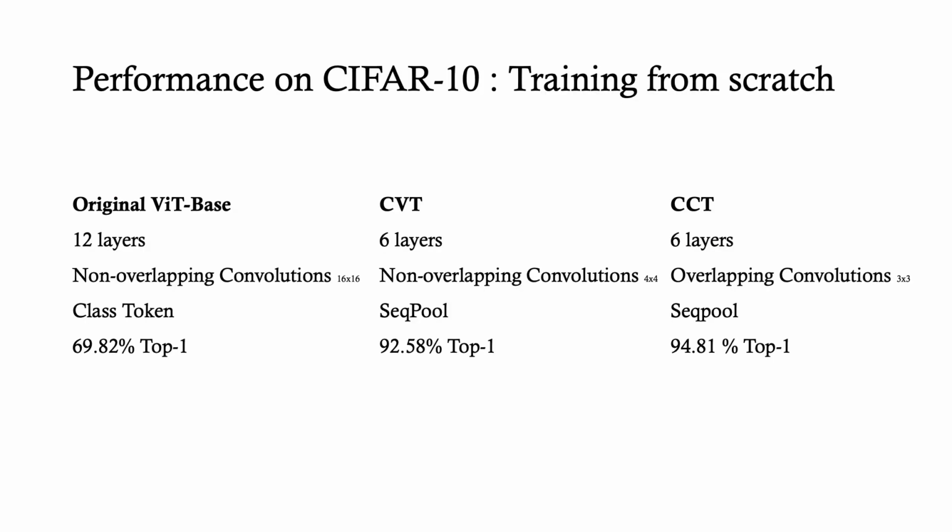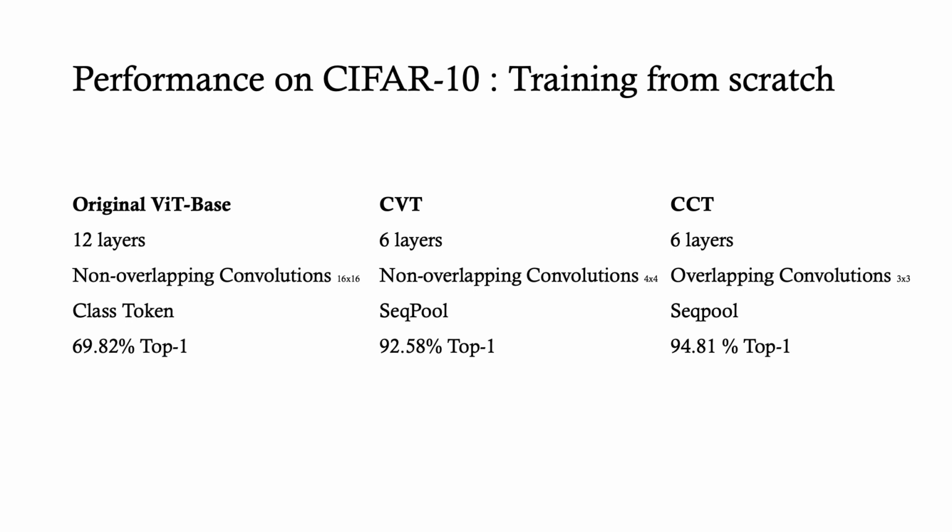So let us look at some results to see if we are able to achieve our original goals. On the left, that's the large model from the ViT base. It is a huge model with 86 million parameters, and it has 16 by 16 image patches, and it achieved 69.82% top 1 accuracy, which is relatively low.